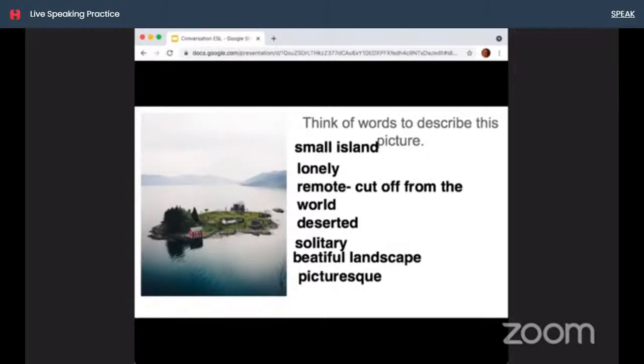The sentences, ma'am, idioms, ma'am. So for example, idioms have extra meaning. So such as, it's a piece of cake.